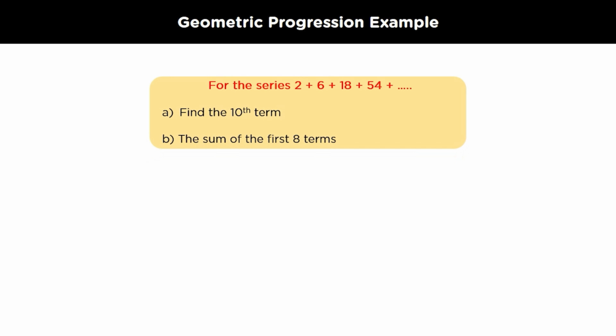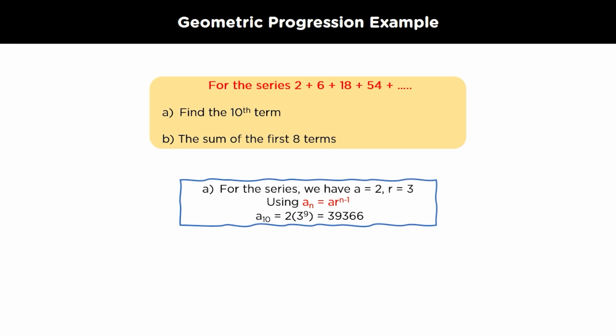Consider the following series: 2, 6, 18, 54. We have to find the 10th term of the series and the sum of the first 8 terms of the series. So, to calculate the 10th term, where a is equal to 2 and r is equal to 3, which is the common ratio, we'll use the formula an = a r^(n - 1). Putting the above values in the formula, we'll get the value to be 39366. So, the 10th term of this series will be 39,366.